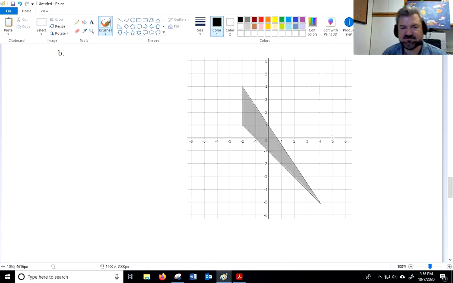All right, you got another one? Try this one if you haven't already. Okay, for this one, the vertical line is x is greater than or equal to negative 2. X equals negative 2 is this line, and we're shading to the right, so greater than or equal to.